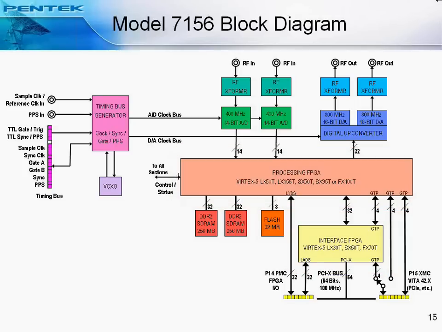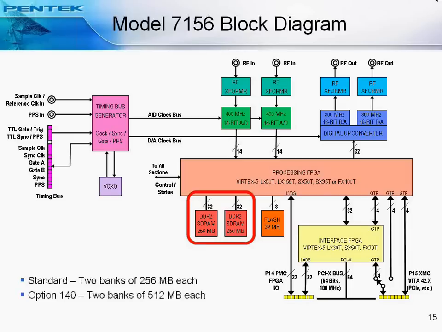Built into the 7156 are two banks of synchronous DRAM. These are DDR2 memories. The standard configuration gives you two 256 megabyte banks for a total of 512, or you can optionally get that larger to be two banks of 512 megabytes each for a total of 1 gig of synchronous DRAM on the board. These are used for either custom installed IP, where it might be a resource to the FPGA. They're also used with factory installed functions for data capture and playback.